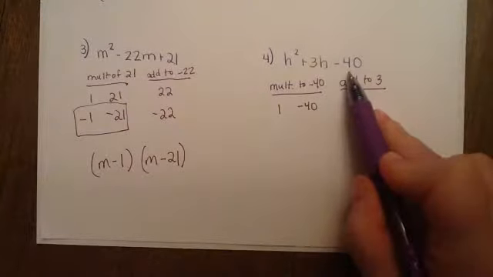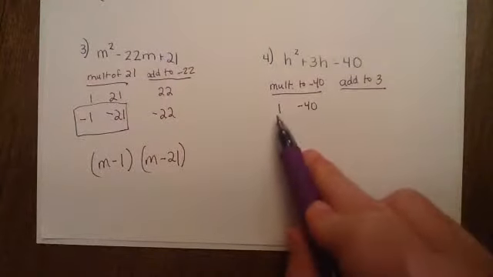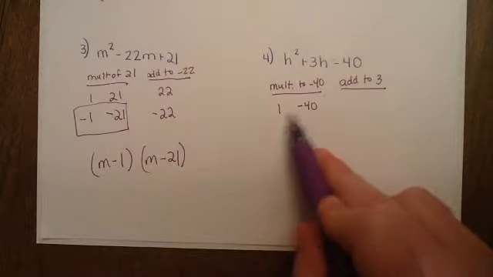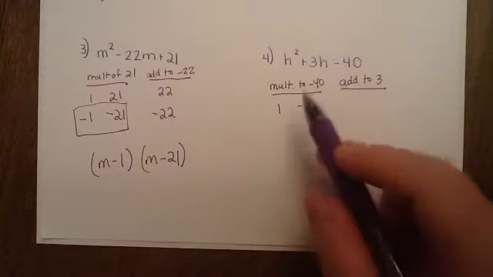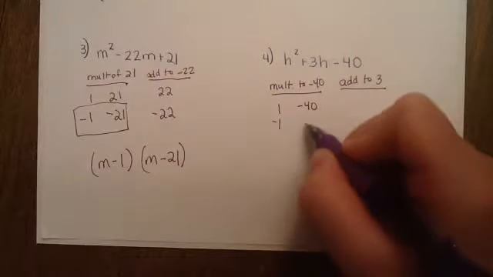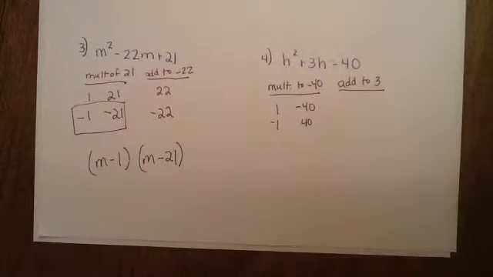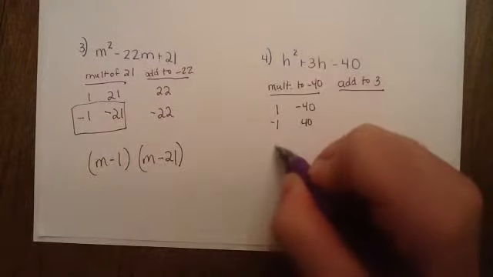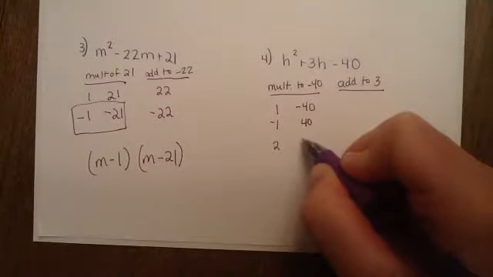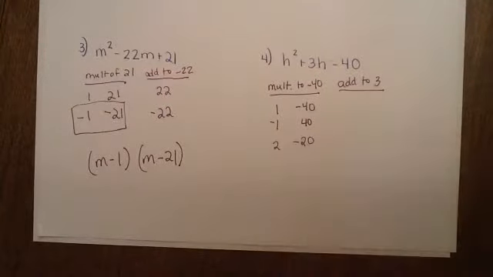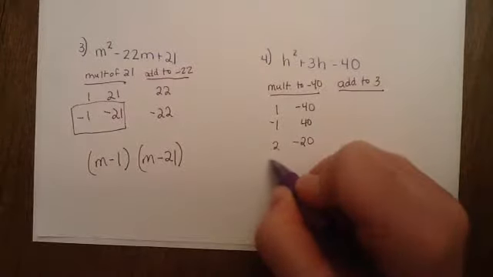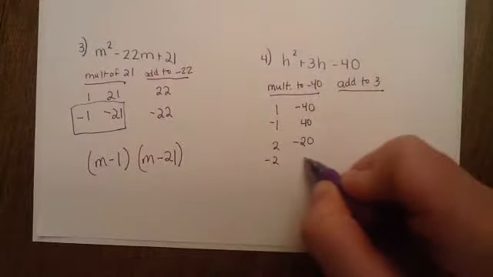Remember, I want it to multiply to be negative, so one has to be negative, one positive. So what is my other option using these values? -1 and +40. How about something else? 2 and -20. And I can rewrite this as -2 and 20.